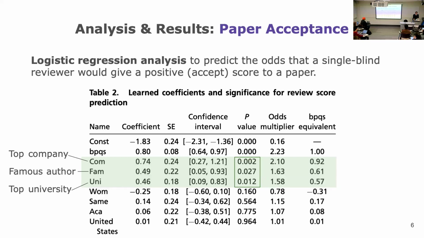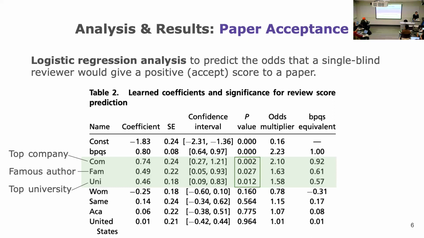And in this table, they show that the p-values with significance are those three highlighted in green. So for our top companies, famous authors, and top universities, these coefficients are relevant and significant to a single blind reviewer giving a positive accept score to a paper. This means that there is a correlation between these three factors and the accept score given to a paper.